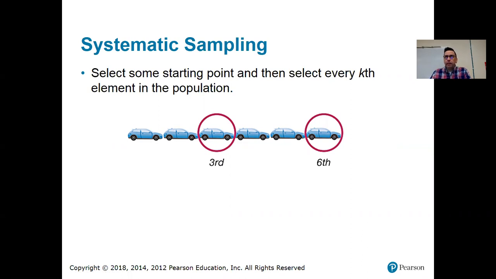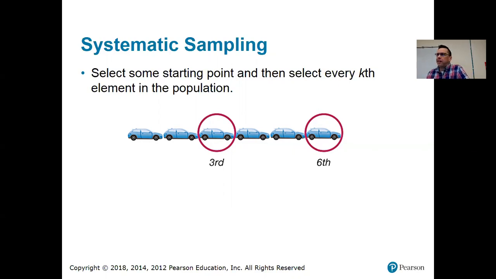So let's say, I'm trying to think up some numbers that are easy to work with. Let's say that your population is 4,000 people and you want to collect a sample of 100 people. 4,000 divided by 100 is 40. So what you would do is you would randomly pick a number from 1 to 40, let's say 17. You would pick the 17th person, and then you would pick every 40th person after that. So 17, 57, 97, et cetera.